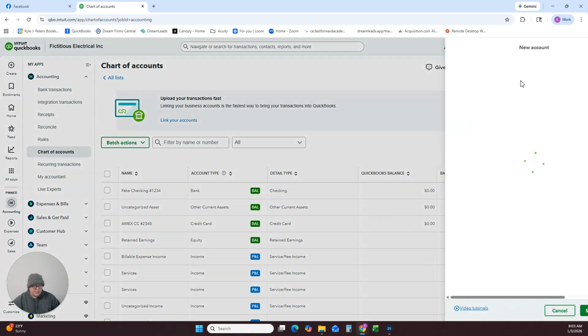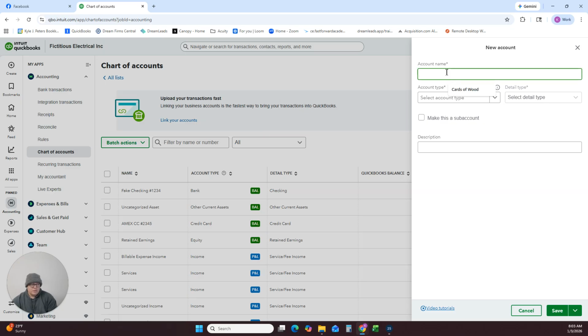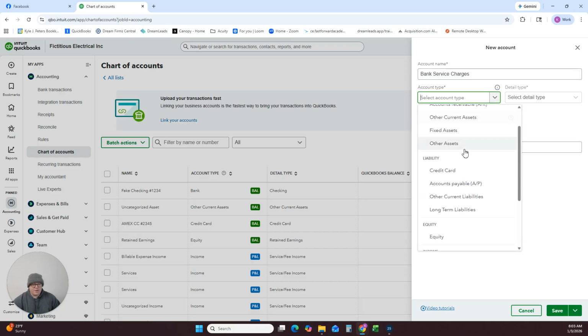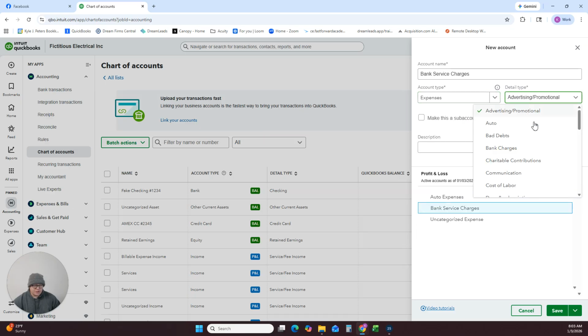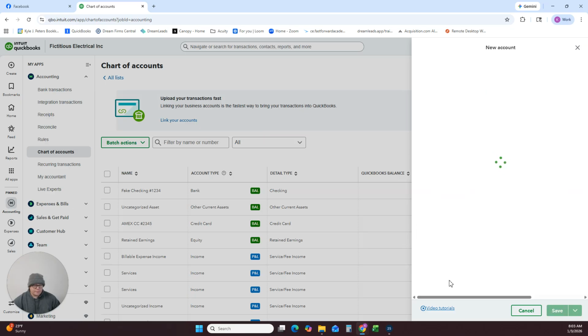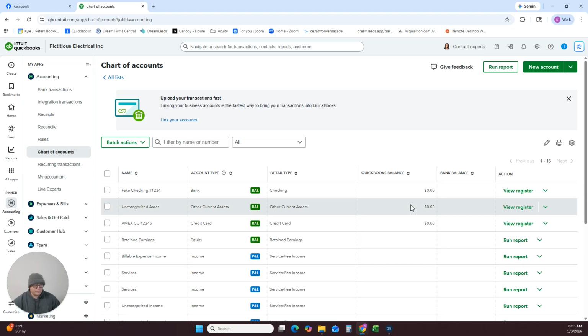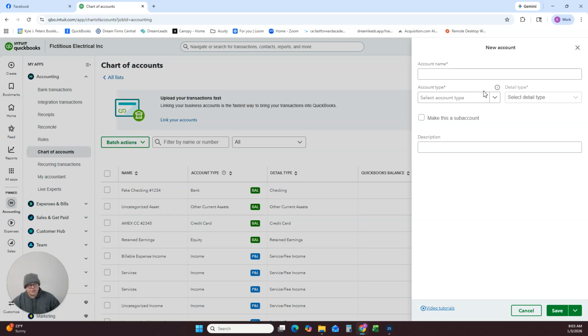So auto is good. You can do bank service charges. This would be like you get an overdraft fee at the bank, or you transfer money via wire transfer fees, or you overdraft your account, or anything like that. Bank service charges. Let's see, dues and subscriptions.